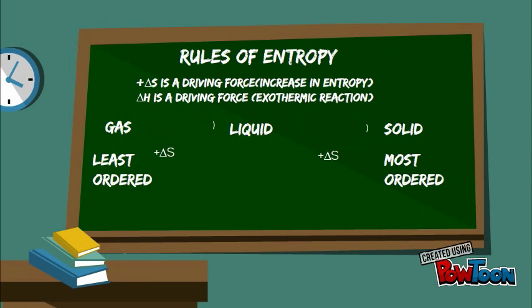Delta H is a driving force, and so is an increase in entropy. Delta H is enthalpy. Solids are the most ordered, gases are the least ordered. As seen in the diagram, moving to the left, an increase in entropy means more chaos. Gas is the most chaotic, while solids are the most stable and least random.